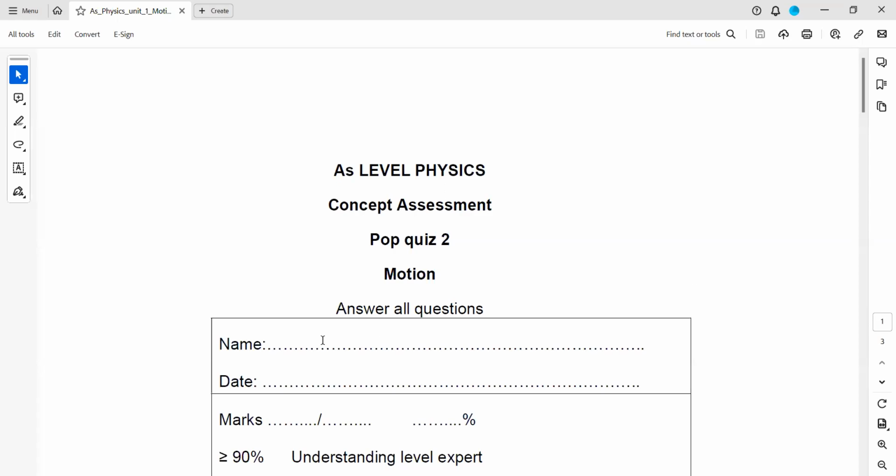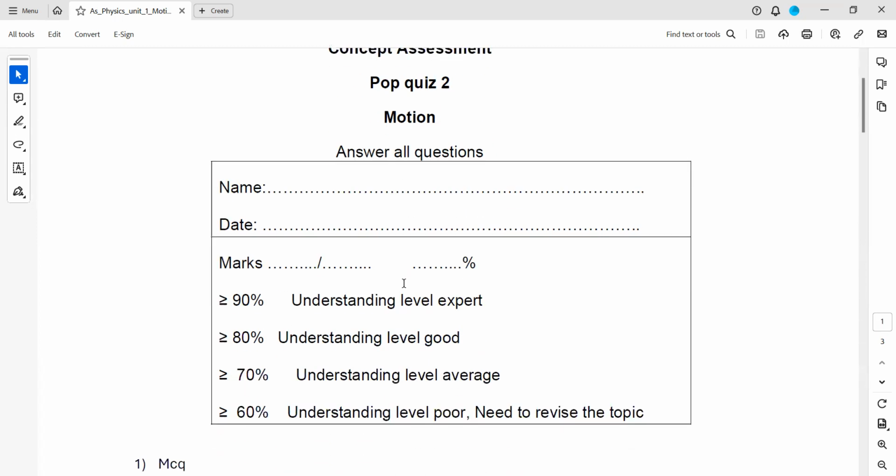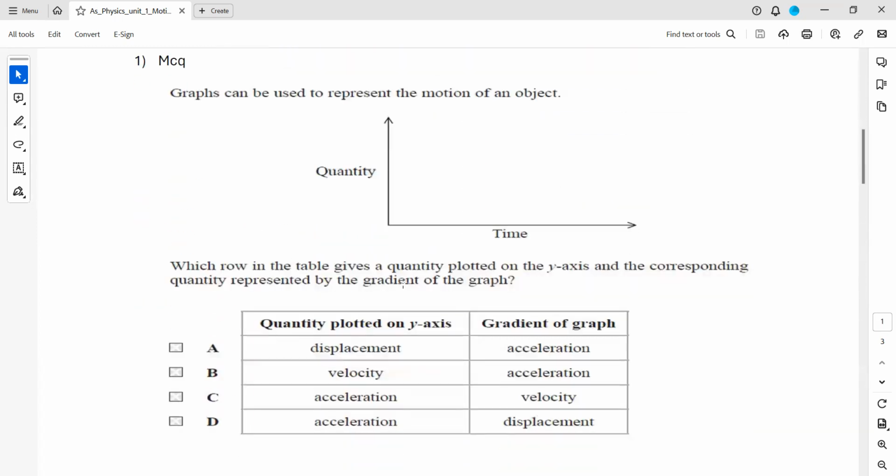So first we'll start with a discussion of the pop quiz that was related to the topic of motion. The first question: the graph can be used to represent the motion of an object.